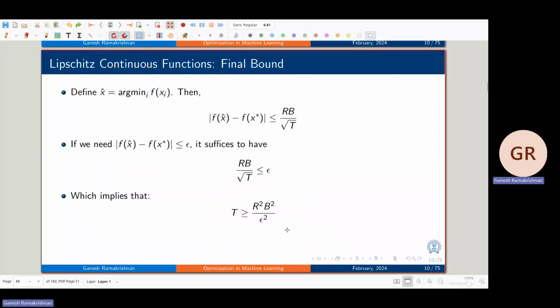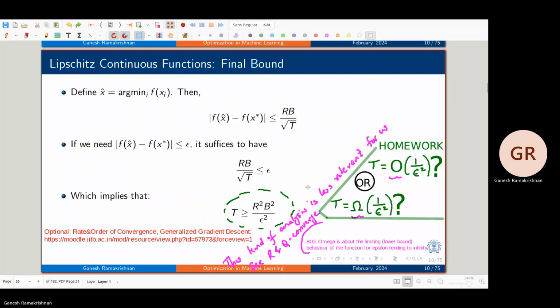Okay, so basically the summary here is T should be greater than or equal to R square B square by epsilon square, or within a fixed time T you will get less than or equal to epsilon. Epsilon will be greater than or equal to RB by square root T. Okay. Now, one question I am leaving for you is, what will you consider this to be? Order or omega? Have you done a course on algorithms? So what kind of convergence is this? Is it order or omega?